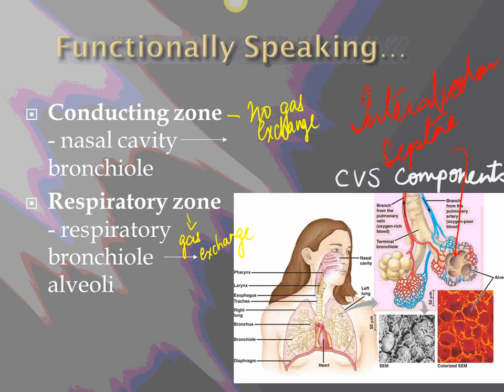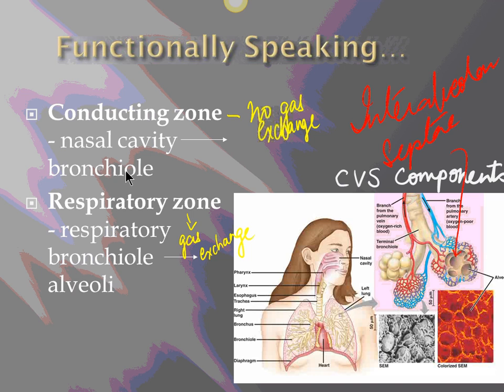We call it the conducting zone because it actually carries the air. It has to transport or conduct the air till the final point where gas exchange can take place, okay? So this is all the way from the nasal cavity, going down the pharynx, larynx, it goes into the trachea, and it comes down to the bronchioles. Bronchioles begin to lose cartilage, so they just have smooth muscle around them.